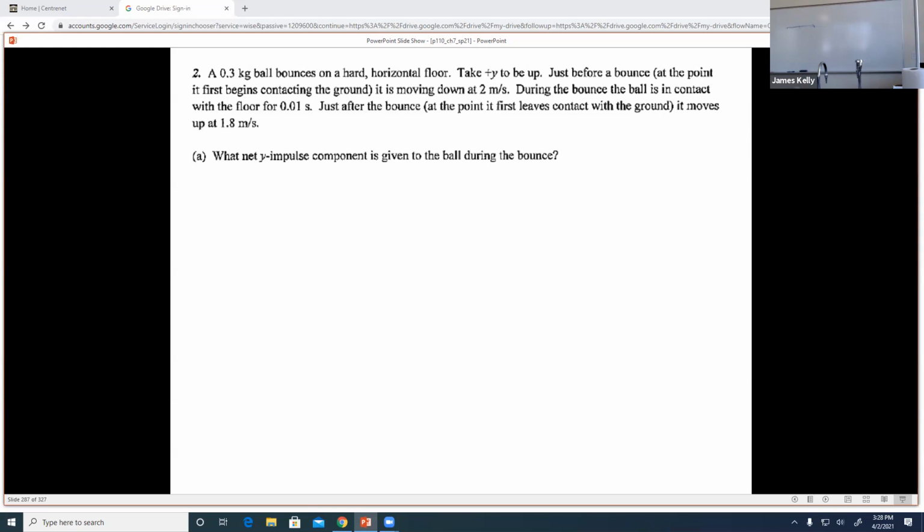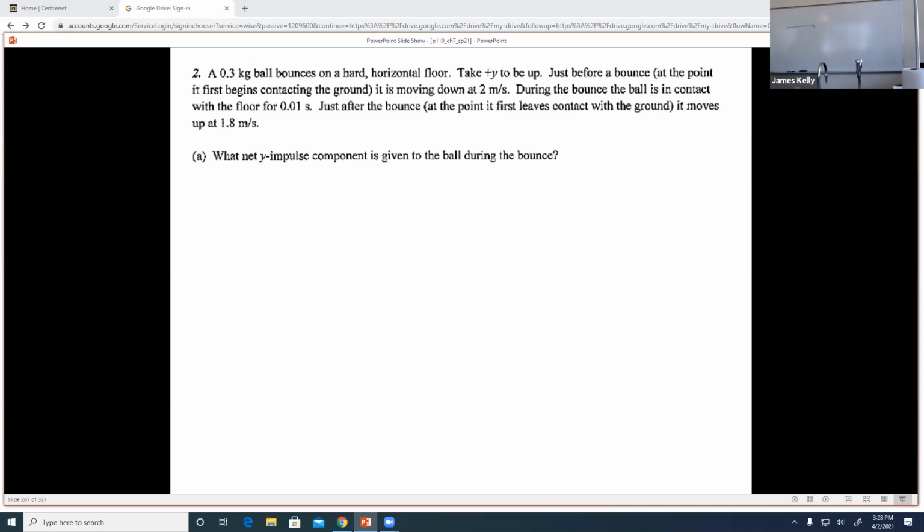So a ball is bouncing off a hard horizontal floor. We're going to take plus y to be up so that we can talk about impulse y components and so on. Just before a bounce, it's moving down at 2 meters per second. During the bounce, the ball is in contact with the floor for 1/100th of a second, so it's a very quick bounce. And it goes up at a slightly lower speed when it leaves contact, 1.8 meters per second. Most bounces are like that.